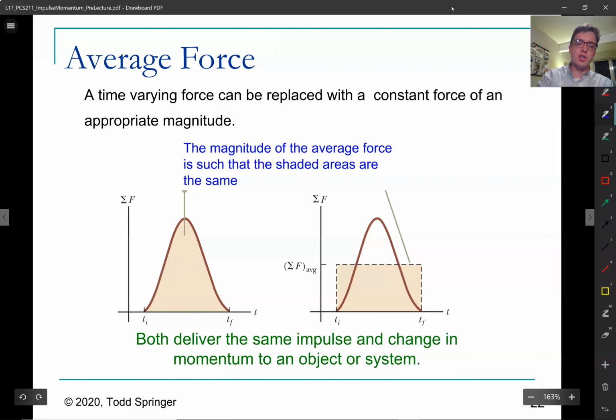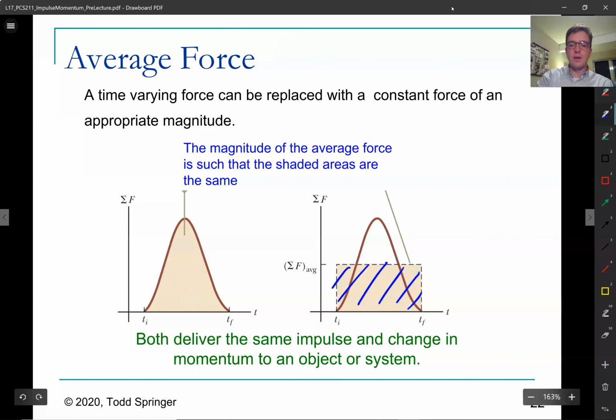Of course, it's changing, right? It gets bigger and then it gets smaller again. But what's the average force? The average force is defined to be something which is constant. So you can see this average force here is constant, it's flat. And the value of that has to be chosen so that the area underneath this curve is the same as the area underneath this curve, okay?